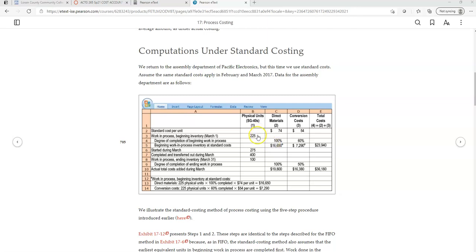I am taking my units in process at the beginning inventory, 225 units. I'm going to multiply that by my direct material standard cost per unit of $74 to get $16,650. I'm also going to take my work in process from beginning inventory, 225 units. My standard cost for conversion cost is $54 per unit, and that is 60% complete. So 225 units times $54 per unit times 60%, because they're only 60% complete. I'm going to get 7,290. So my total beginning inventory is going to cost 23,940.